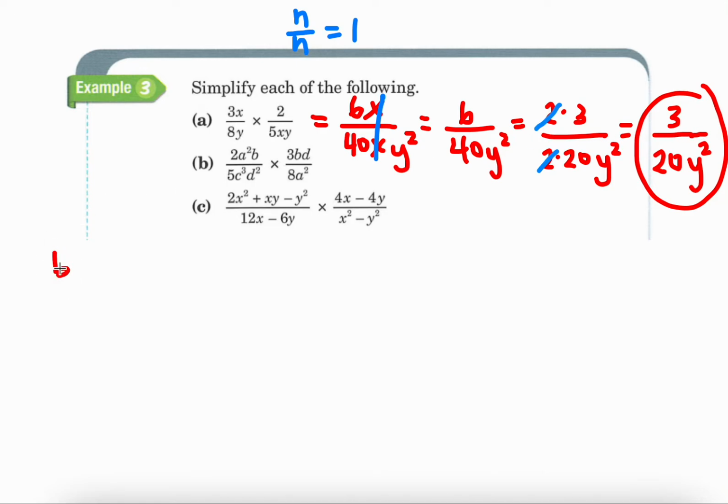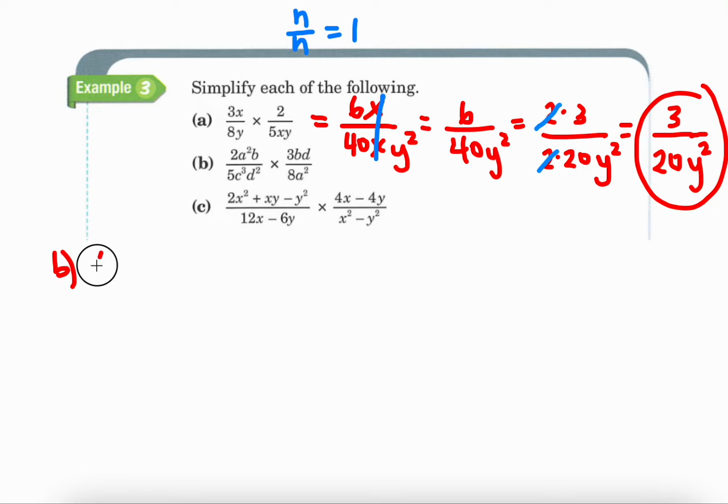Let's take a look at B. For B, we can multiply across, or if you already see that there are some common factors shared by the top and bottom, like for instance, it's a squared, and this a squared can cancel already. Yeah, you can do that. And so when we multiply across, we just have 2 times 3 left over and all that, okay? But if you don't want to, you can just multiply across already and then deal with it afterwards.